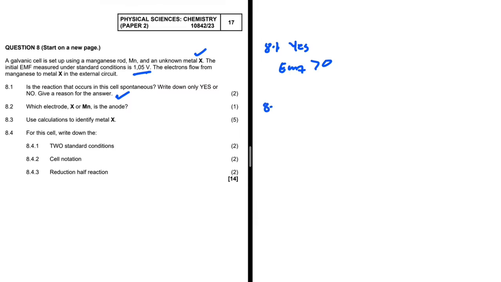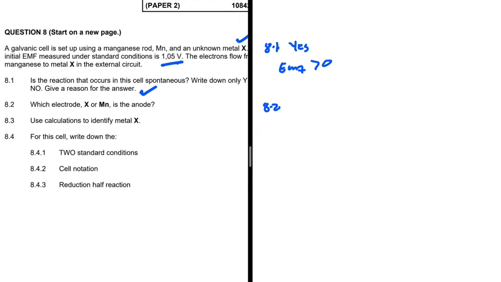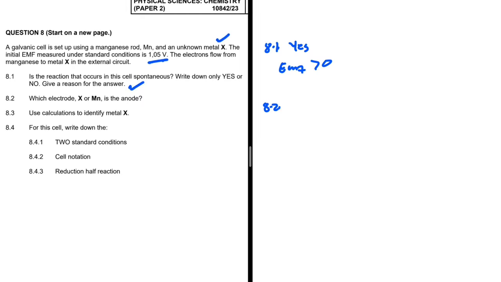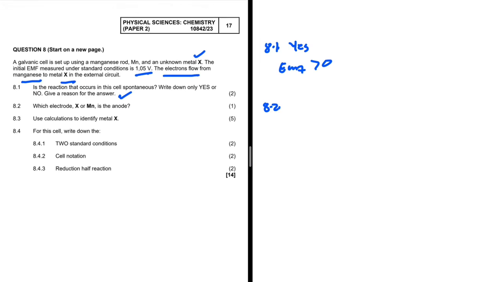Taking a look at 8.2, which electrode, X or Mn, is the anode? The answer to this question is here in this statement: the electrons flow from the Mn to metal X in the external circuit. So we need to recall our basics with regards to a galvanic cell. The electrons flow from the anode to the cathode in the external circuit.